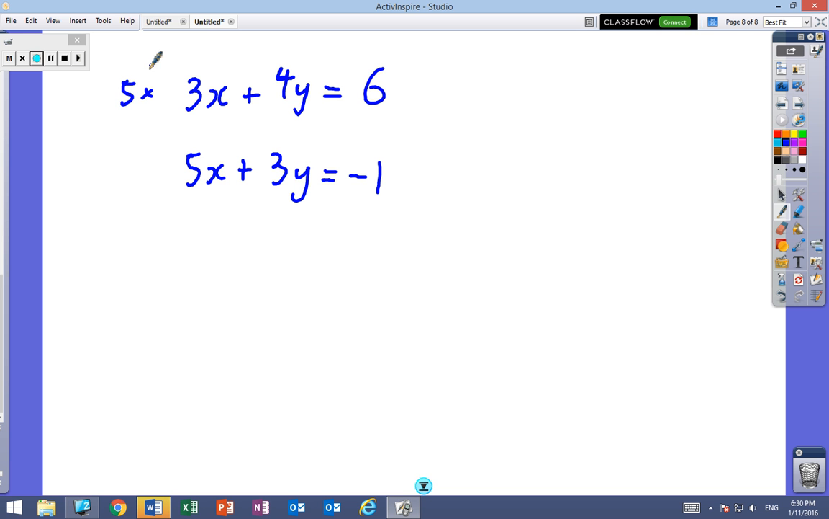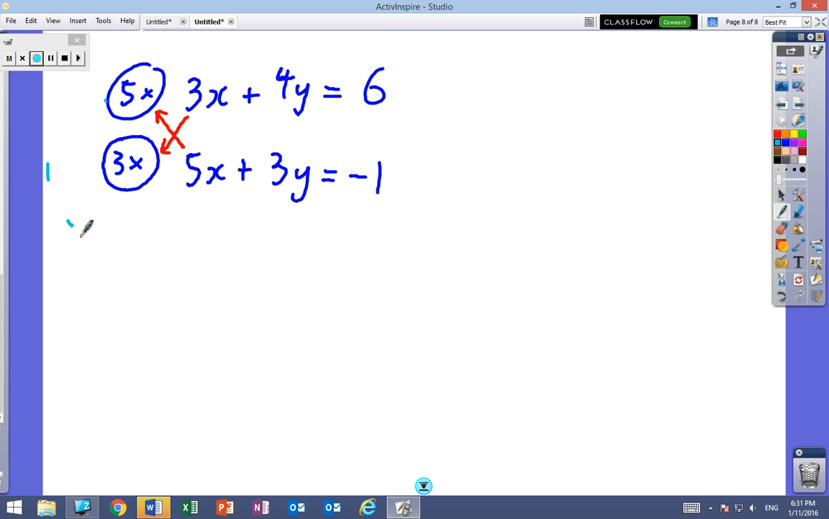This whole equation I'm going to multiply by 5. I got that 5 from down here. So I'm going to multiply this equation by 3. I got the 3 from up here. Now what happens? I'm just going to point this out again. Where did I get this 5 from? I stole it from there. Where did I get this 3 from? I stole it from there.